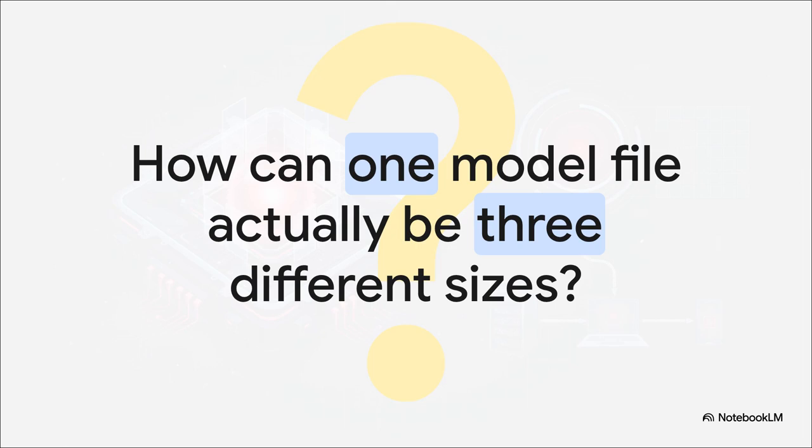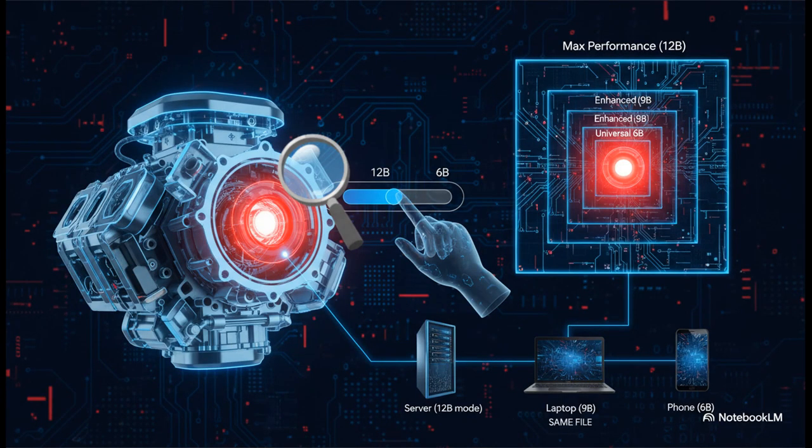It sounds a bit like magic. How can a single file on disk, one set of weights, possibly act like a 12 billion, a 9 billion, and a 6 billion parameter model? It kind of breaks your brain a little. And the answer is this really clever technique called nested slicing. The key idea here is that the smaller models aren't just squished versions of the big one. No, they are complete, fully formed models that are strategically embedded to literally live inside the weight matrix of the larger model.